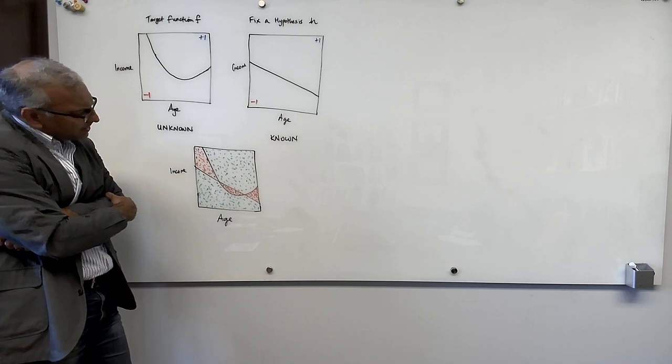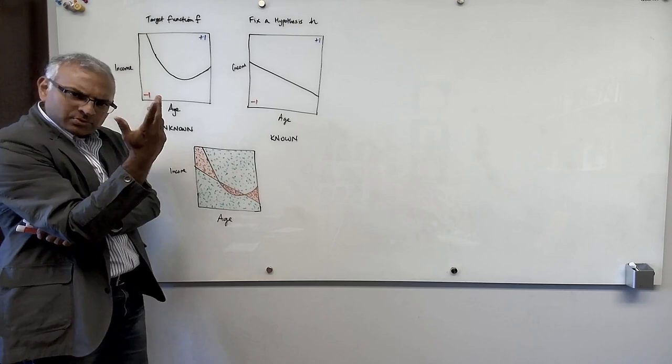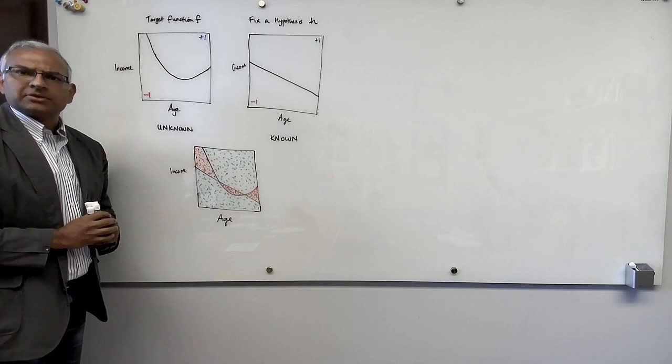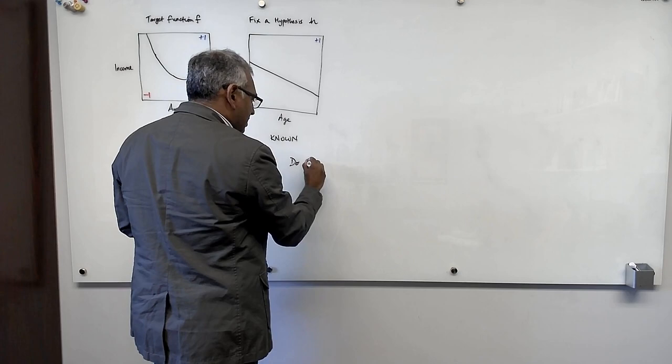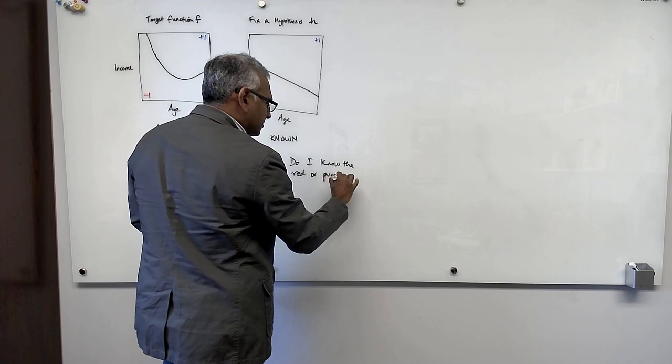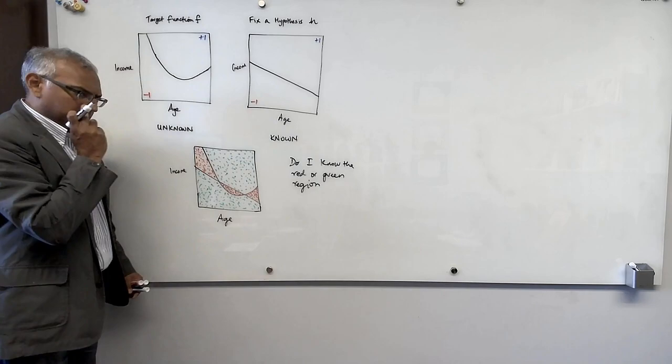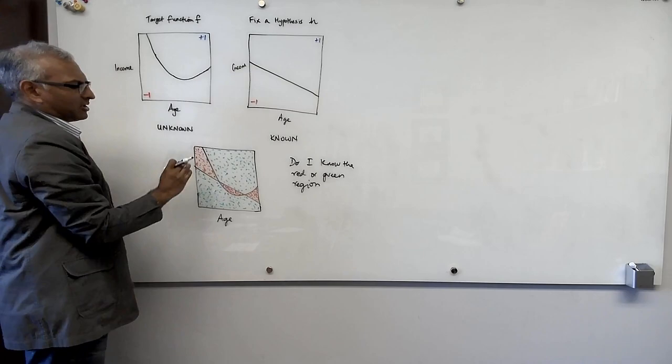Now, first question. Do I know the red region? Do I know the green region? If you think for a minute, how did I construct them? Well, I needed to compare my H with my F. And since F is unknown, the obvious answer is no.